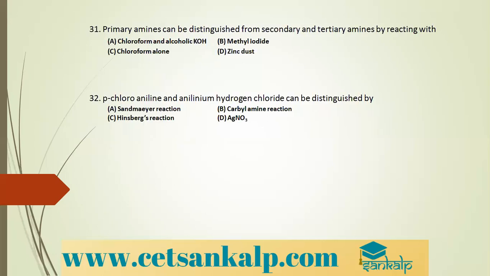Primary amines can be distinguished from secondary and tertiary amines by reacting with. So how do you distinguish primary from secondary and tertiary amines? Only primary amines react with chloroform and alcoholic KOH to form isocyanides, while secondary and tertiary amines do not react. Primary amines will react with CHCl3 and alcoholic KOH to form isocyanides, whereas secondary and tertiary amines do not react with them.